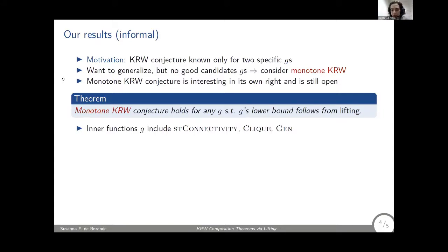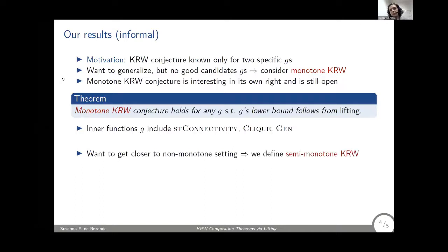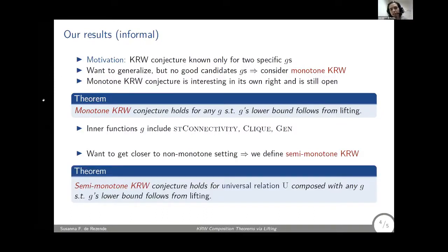But in order to get closer to the non-monotone setting, which in the end would be our ultimate goal, we propose a semi-monotone model. And I think this definition is also a very nice contribution of this paper. It can be a way of bringing us from the monotone to the non-monotone KRW conjecture. And in this semi-monotone model, we show that the conjecture holds for the universal relation composed with any inner function such that we can prove the lower bound of the inner function via lifting.